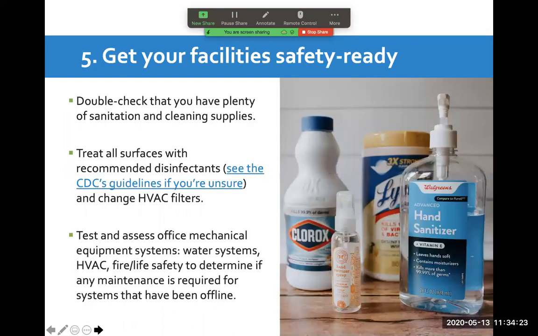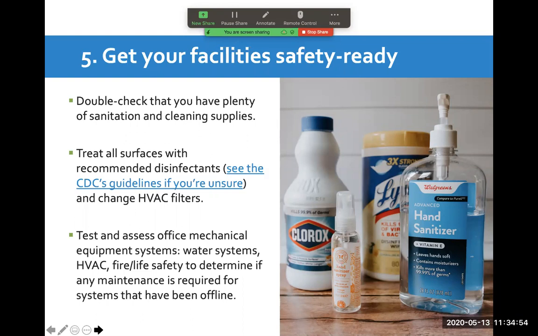All right, number 5 is to get your facilities safety ready. So during what many of us are referring to as phase 0 of the pandemic, you probably have closed some or maybe most or all of your physical offices. So before you bring team members back, I want you to make sure that systems are functioning after being shut down and that your offices are stocked with cleaning supplies. I hope the list on this slide is helpful as you run through that checklist, whether your offices are really ready to reopen.